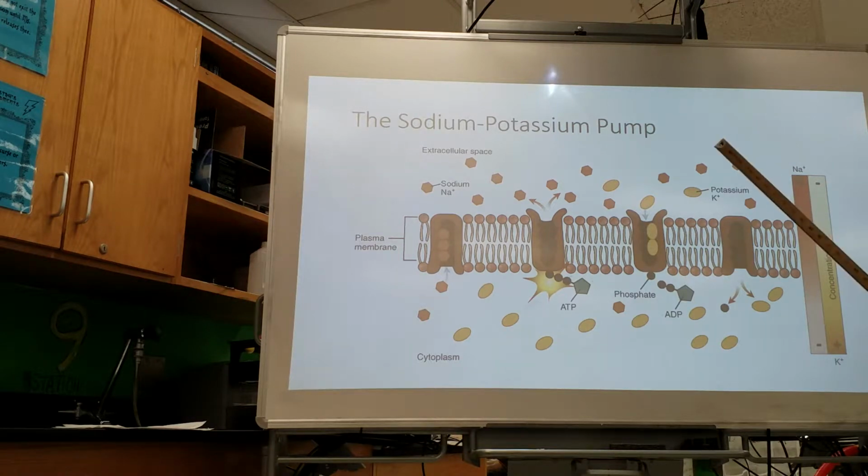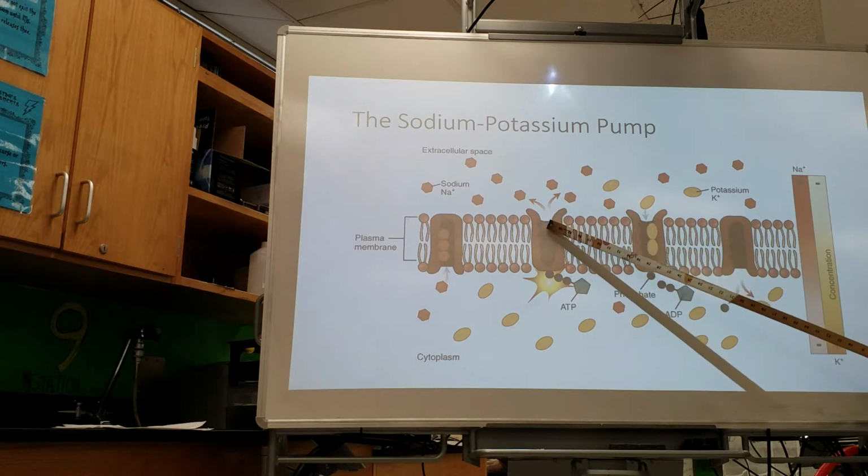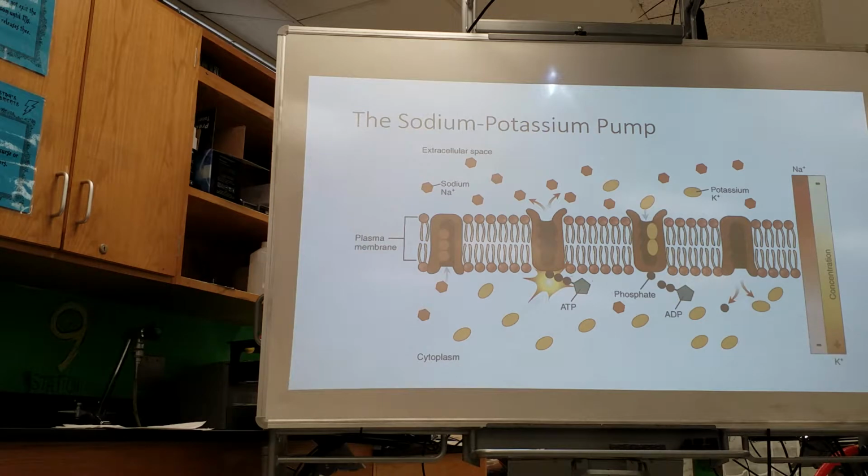sodiums. At that point, it becomes a different shape so that now potassiums can bind. And the binding of the potassium kicks off that phosphate, changes the shape back to the original shape that would fit sodium, and spits potassium into the cell.